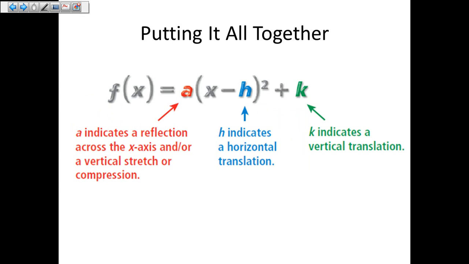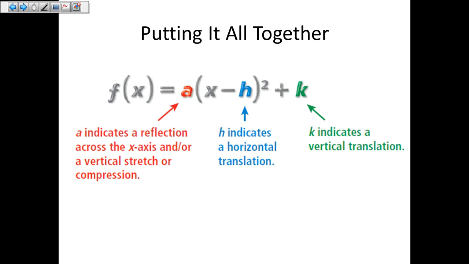So if we put it all together, this is what we refer to as the quadratic formula in vertex form. The a value, that is the number in front of the parentheses, is going to be a reflection if it's negative, and it's going to be a vertical stretch or compression. If a is bigger than 1, it's a stretch. If it's smaller than 1, it's a compression.